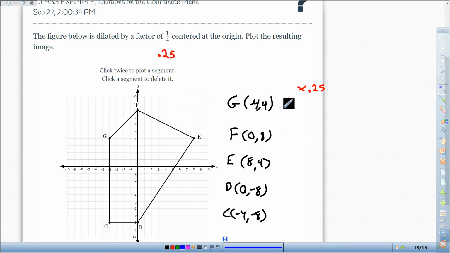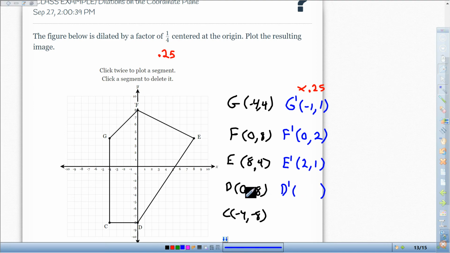All right, grabbing a calculator is the way to do it. So let's go ahead and check it out. So when I go to do G prime, -4 times 0.25 is going to give me a -1. 4 times 0.25 is going to be a +1. Okay, going on to F, 0 times anything is 0. All right, 8 times 0.25, I'm going to double check on that, even though I know I can get it, is a 2. All right, and I think I can probably just go from here without a calculator, but it's never a bad idea to double check. 8 times 0.25 is 2. 4 times it is 1.